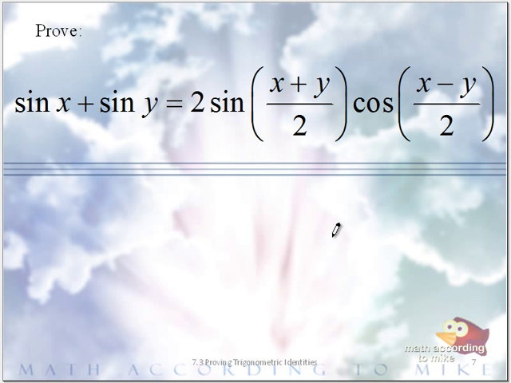The reason we're going to prove number one is because all of your sum to product identities relate to one and only one product to sum identity. The reason I picked this one is because notice in number one of your product to sum identities, we're adding sine functions. And the one we're about to prove, we're adding sine functions.